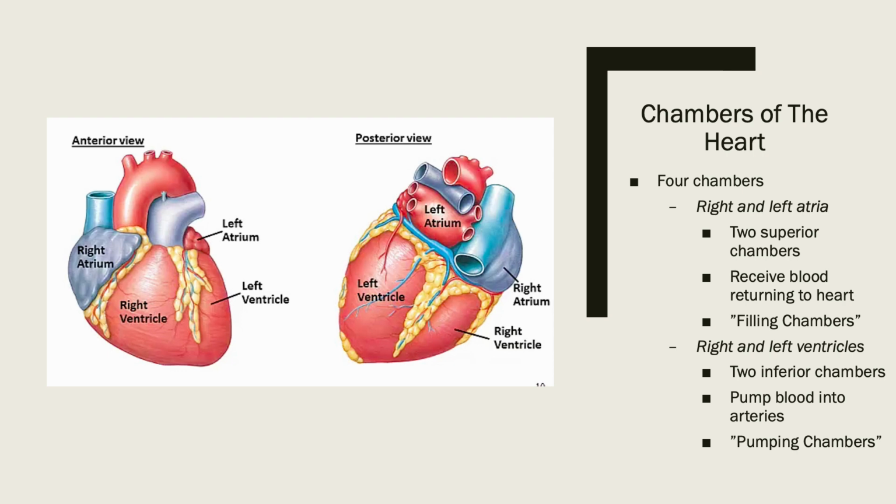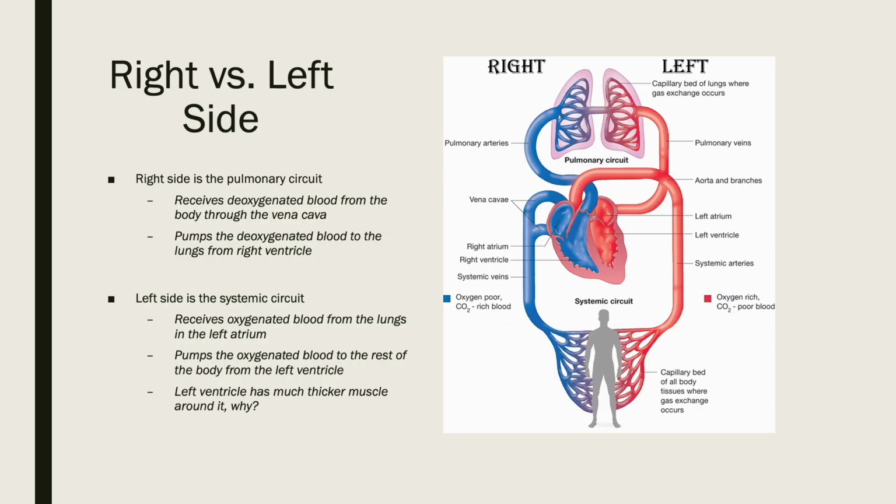Okay, below them you have your ventricles, the right and left ventricle. These are the pumping chambers. These are the actual chambers that squeeze or contract and push blood out of the heart. They pump blood out of the heart through arteries. So on top you have atria, on bottom you have ventricles. We have a right and a left side of the heart. And why is this important? Well, they have different jobs entirely.